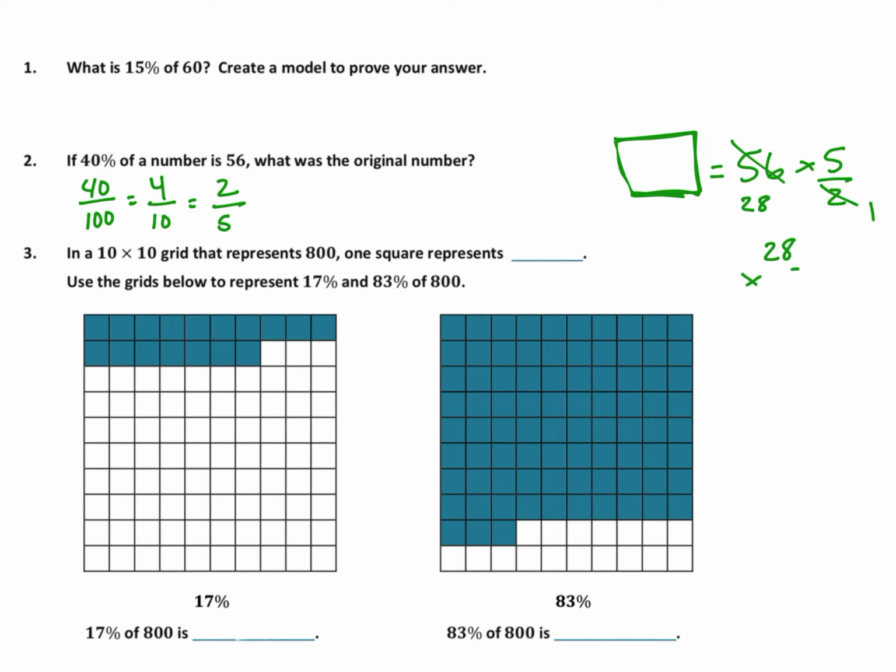So 28 times 5 will be our answer. 5 times 8 is 40. 5 times 2 is 10. Plus 4 more makes 140.